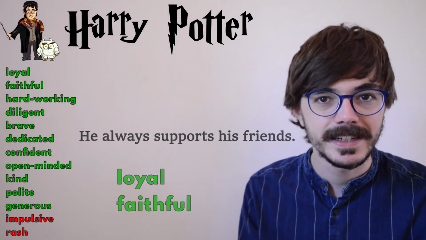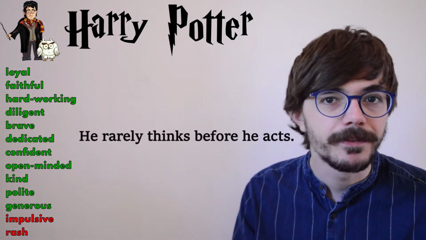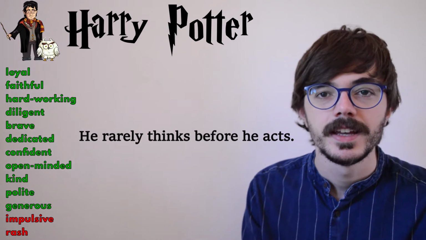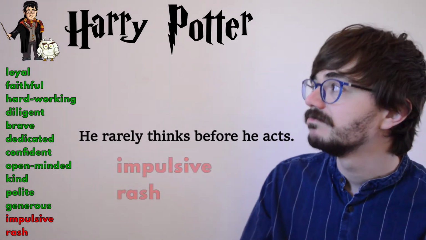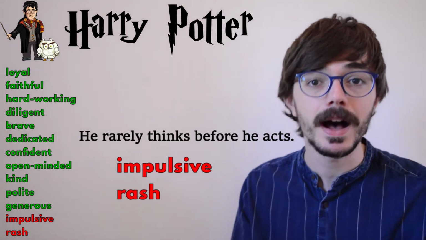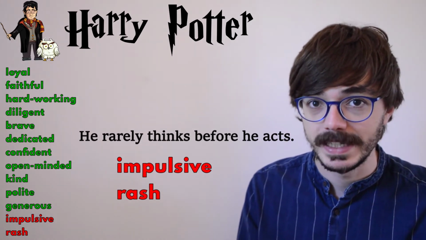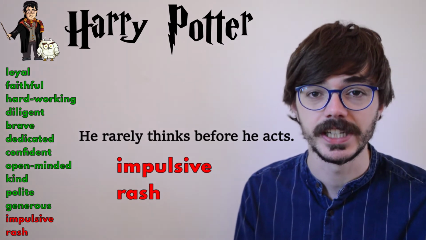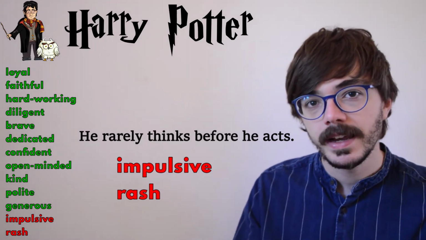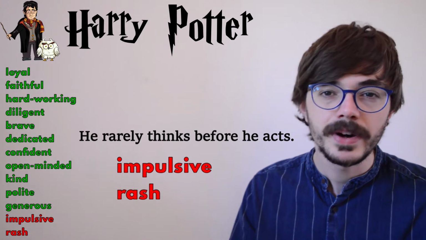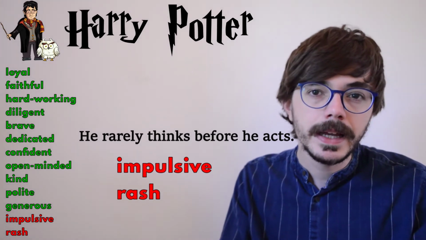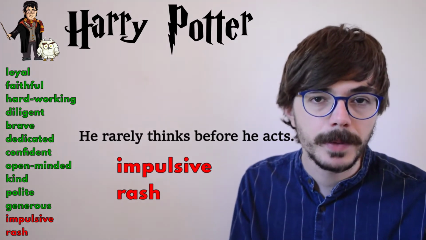And next sentence, he rarely thinks before he acts. So this would be impulsive. He is an impulsive person. The other word we could use to describe this is rash. He makes rash decisions. Though rash is definitely negative, whereas impulsive is mostly negative, but it can also be positive.